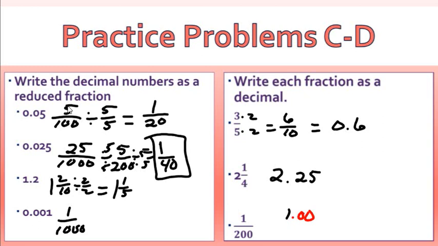We'll write this as a division problem. So 1 divided by 200, so I put 1.000. 200 can't go into 100, but 200 can go into 1,000. These are all going to be zeros here. It goes into 1,000 5 times. 5 times 200 is 1,000, so my decimal will be 0.005, or 5/1000.